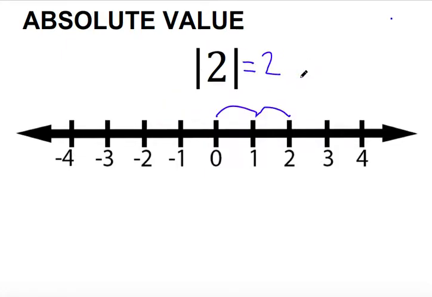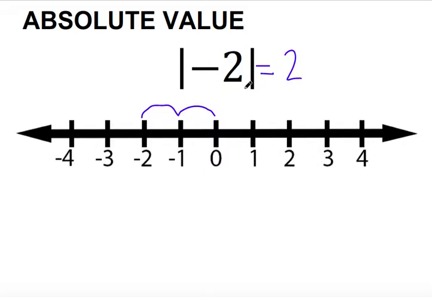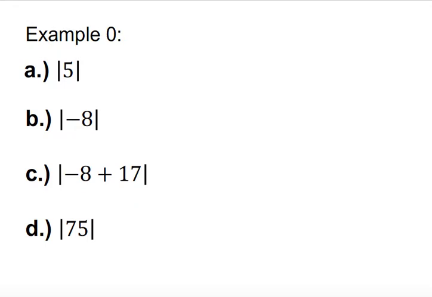All right, in the first case, we saw that we had a +2 inside the absolute value bracket. The absolute value of 2 is 2 because the distance between 2 and 0 is 2. And in this case, the absolute value of -2 is also 2 because the distance between -2 and 0 is 2. Okay? So let's take a look at some other examples here.